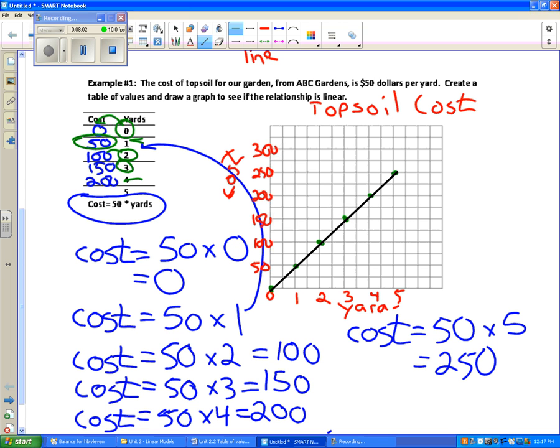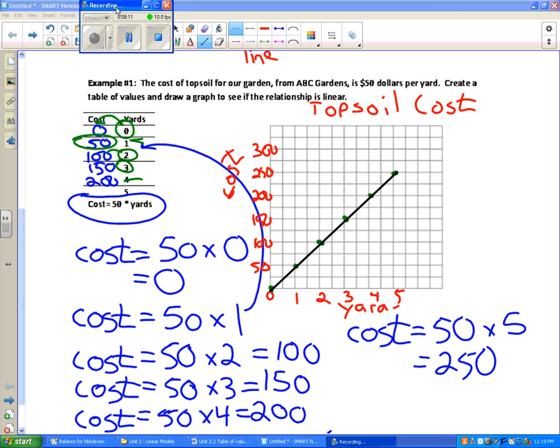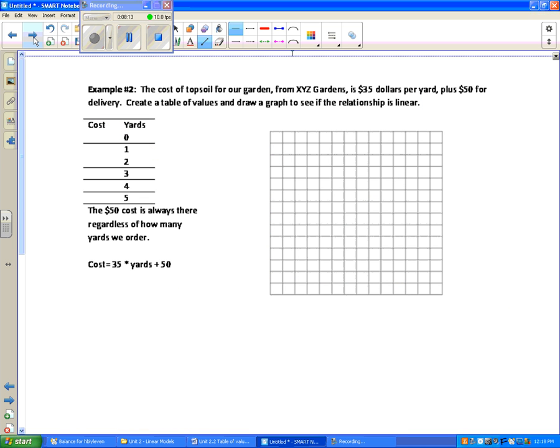Remember, at any time you can slow this down, you can pause it, rewind it, and get to the spot where you need to be. I'm going to do my next example. It's a little bit different because in example 2, the cost of our topsoil for our garden from XYZ Gardens, a different store, it's $35 per yard, a little bit cheaper per yard, but they have a $50 delivery fee. So I want to create a table of values and draw a graph, see if a relationship exists here.